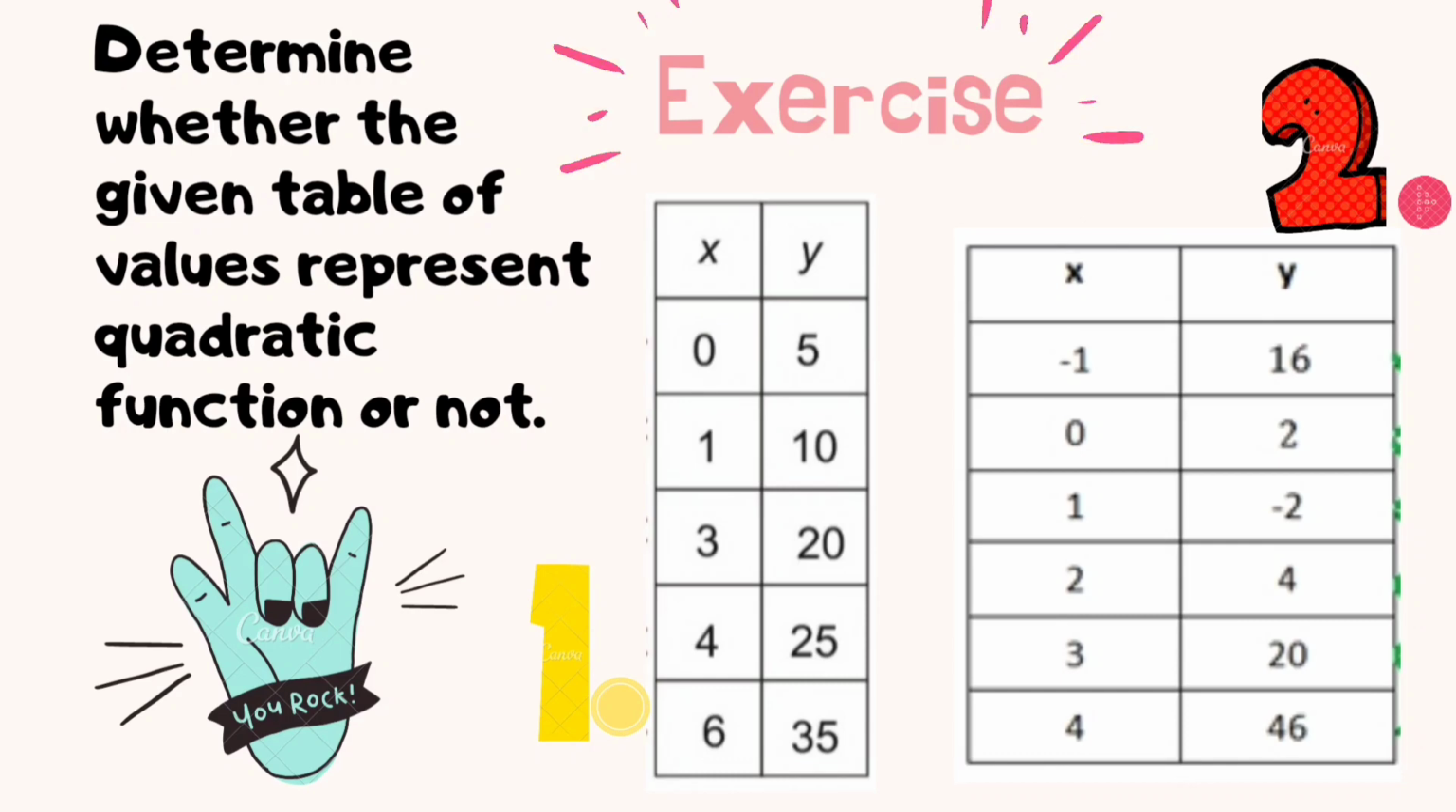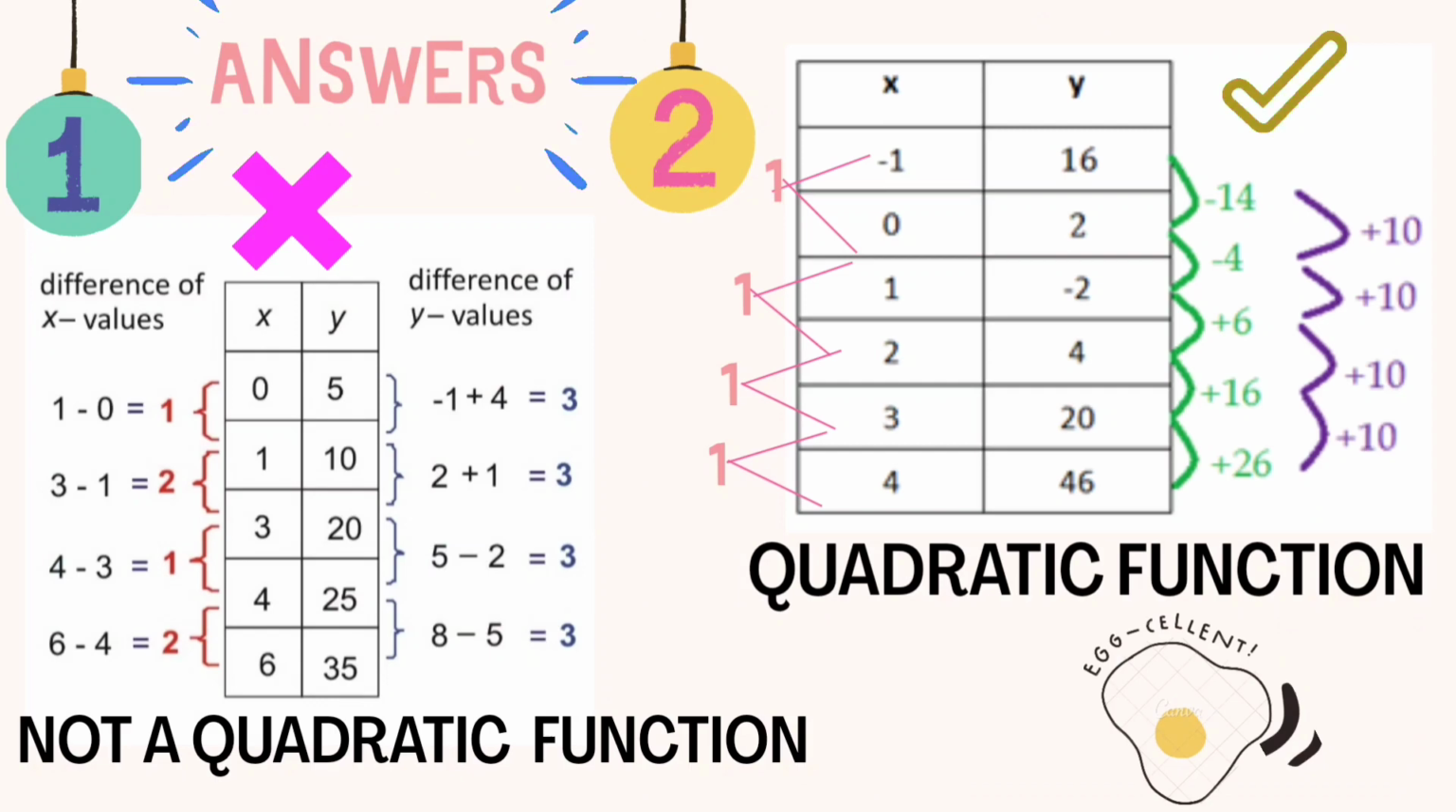Now, let us check your answers. For number 1, the given table of values does not represent a quadratic function. Why? Because, as you can see, in the first difference in y values, they are already the same. While in number 2, the given table of values represents a quadratic function, because in the second differences in y, they have the same difference, which is 10.